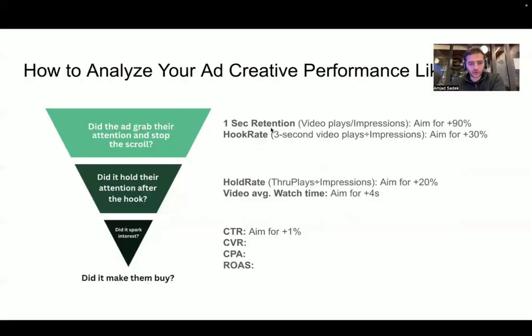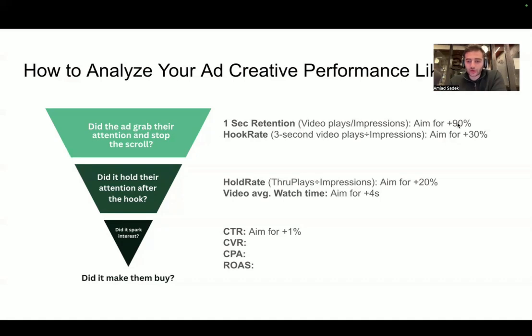I'm going to try to keep this short. We always need to ask ourselves 3 questions while analyzing the ad. Did the ad grab their attention and stop the users from scrolling on social media? Here we have 2 KPIs we can use to see if that's happening or not. You need to build these KPIs in the ad accounts, as usually Facebook or other platforms don't really have them by default. But this is how, for example, 1 second retention looks like: video plays divided by impressions.